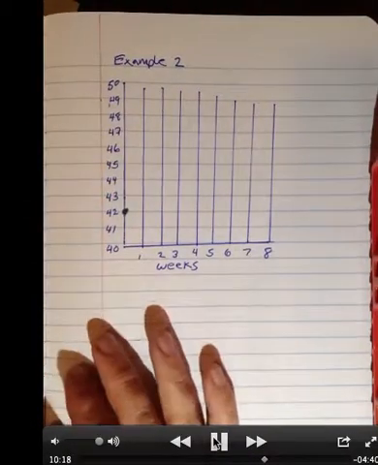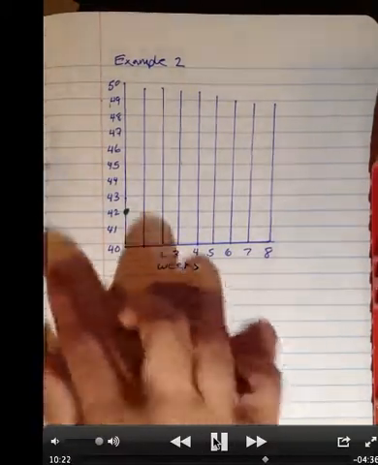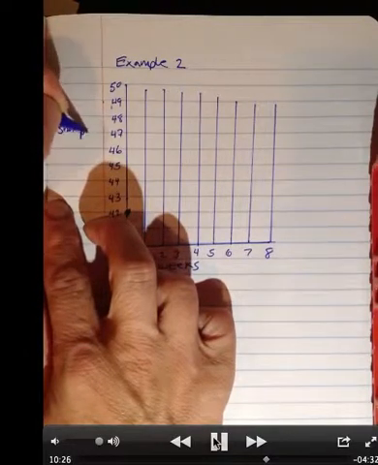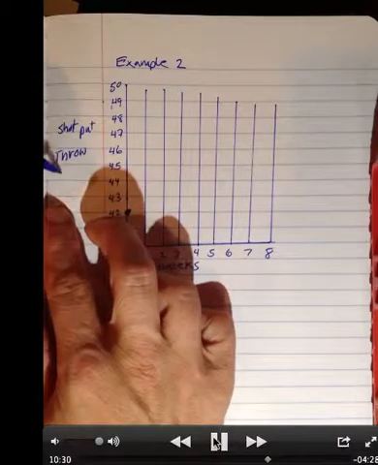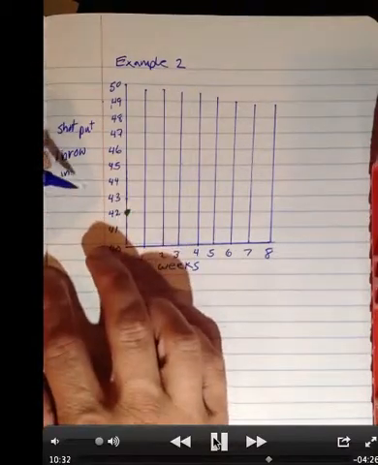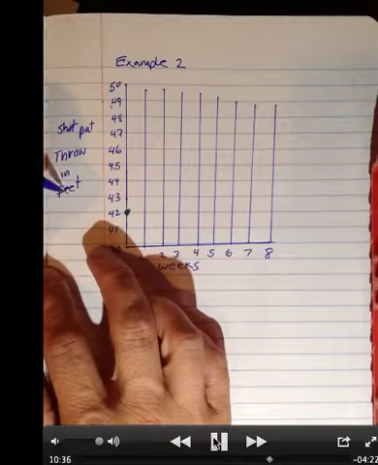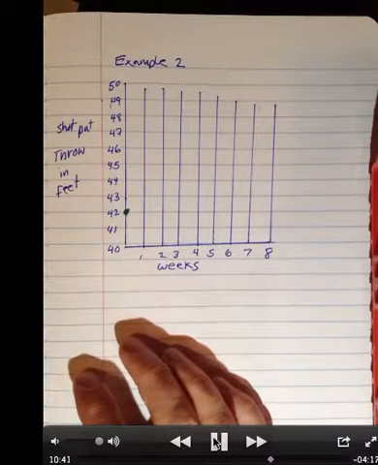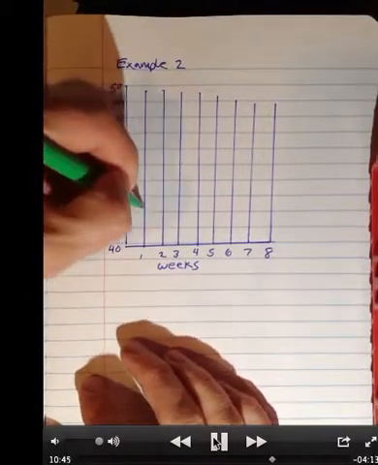So at the beginning of the season, his record was 42 feet. And again, the label for the side is shot put record in feet. And these are his best throws.